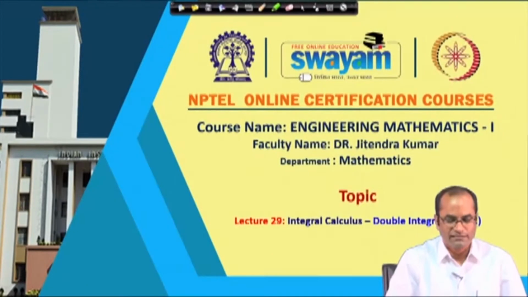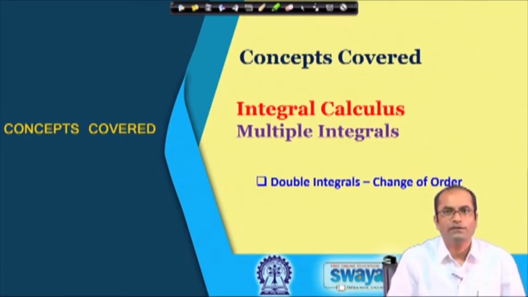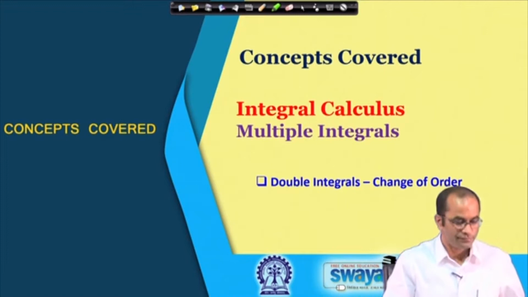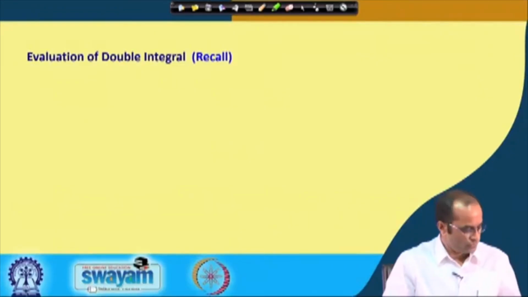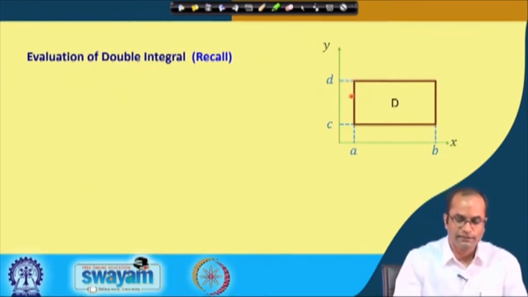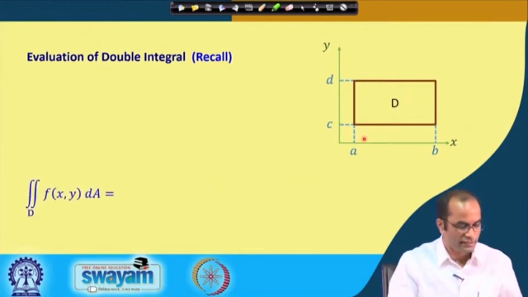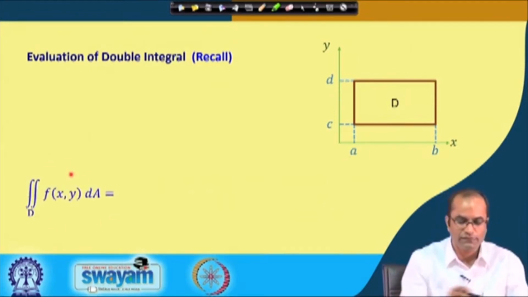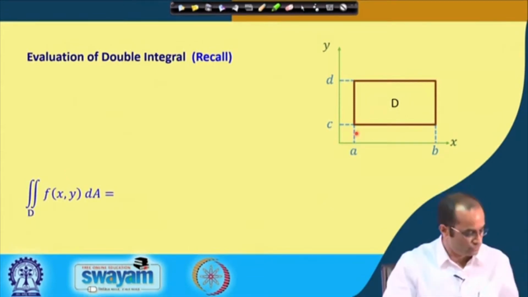Welcome back. This is lecture number 29 on integral calculus, double integrals, and in particular we will be focusing on the change of order of integration in this lecture. Just to recall from the previous lecture, we have gone through some simple geometry. For example, if we take the rectangular domain of the function f(x, y), then this double integral we can evaluate by repeating the single integrals 2 times.